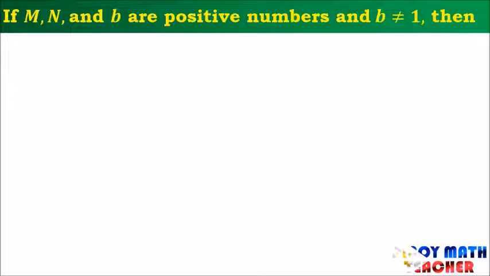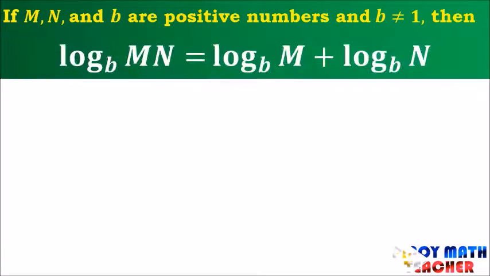If m, n, and b are positive numbers and b is not equal to 1, then logarithm of m times n with base b equals logarithm of m with base b plus logarithm of n with base b. So this is also known as logarithm of a product. Ang gustong sabihin ng law of logarithm na ito ay equal ang logarithm ng product at sum ng logarithm ng kaniyang factors. Narito ang ilang examples.